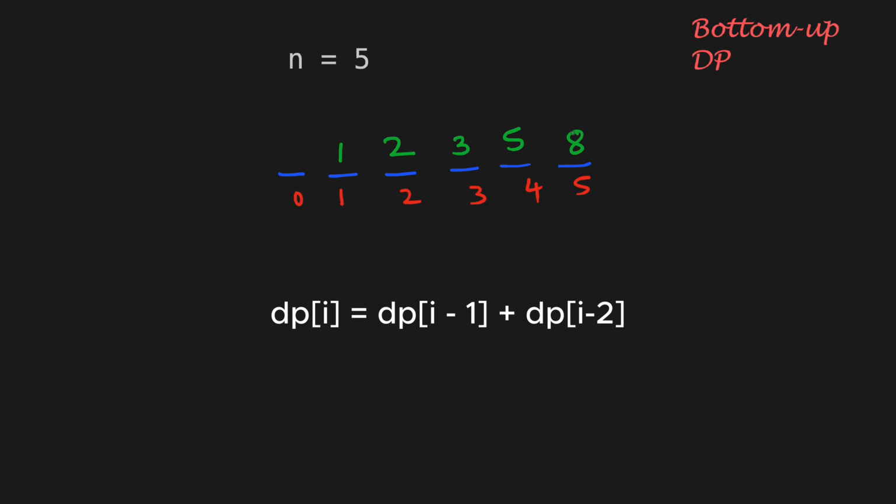Now the time complexity of this approach is O of n, since we calculate each subproblem from i equal to 1 to n exactly once. And the space complexity will be O of n for using the DP table of size n plus 1.